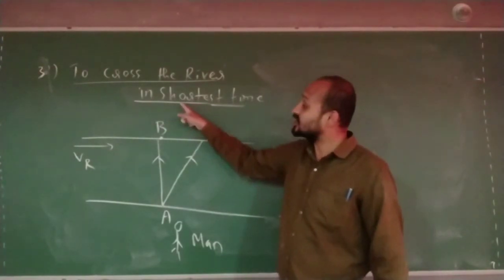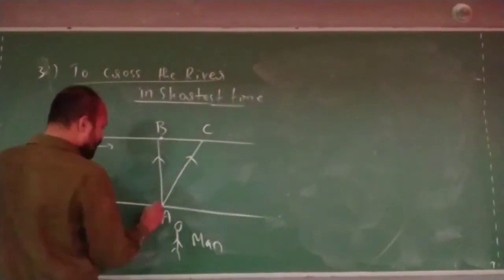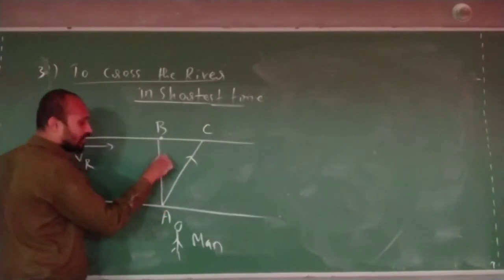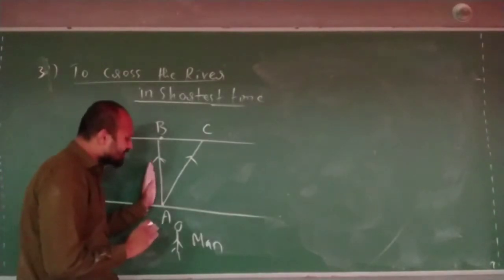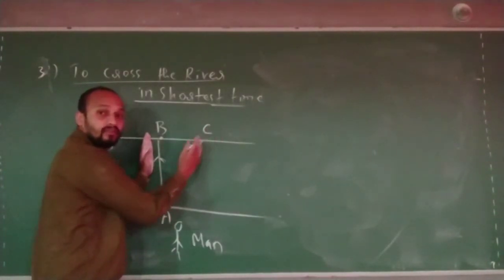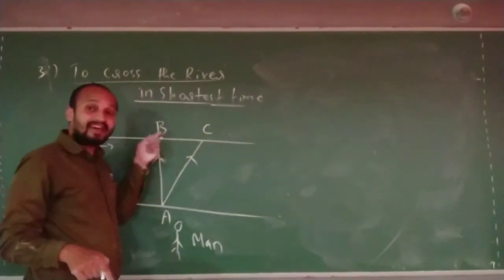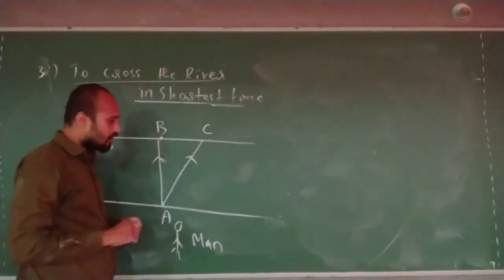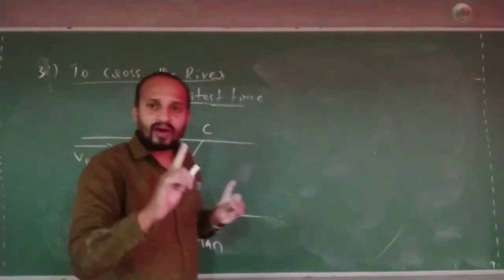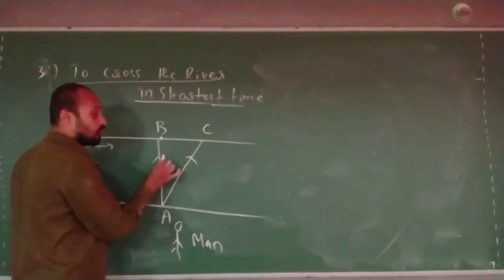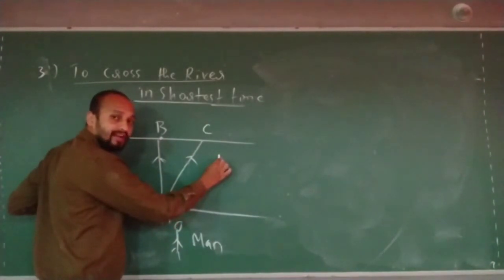Because what I am calculating is the shortest time to cross the river. To have the shortest time, you must travel perpendicular to the velocity of the river, or the bank. You are moving like this, and to move like this, who is pushing you? The river is pushing you. Try to understand. You are moving up, and the velocity of the river is responsible for you to move to the right side. Correct now?